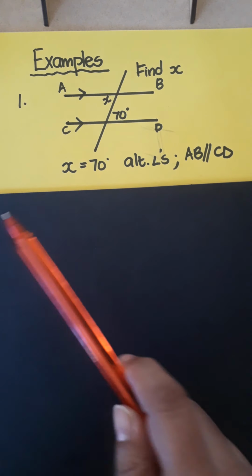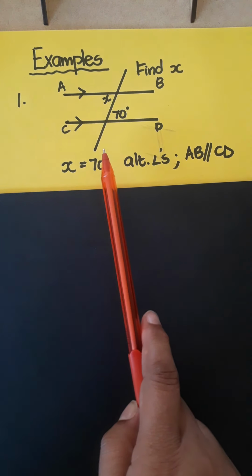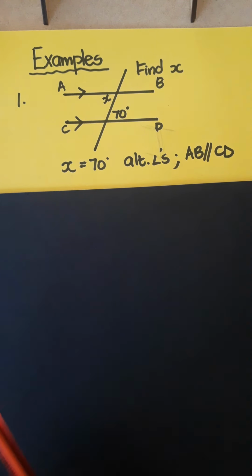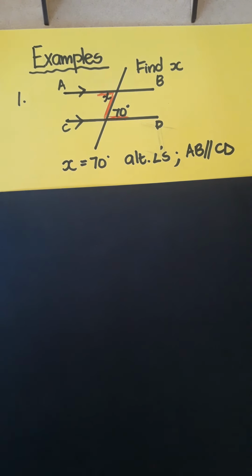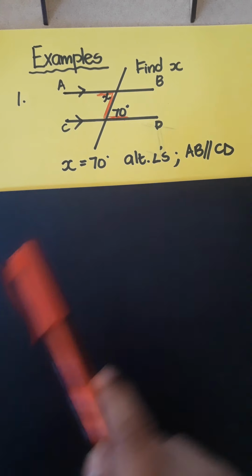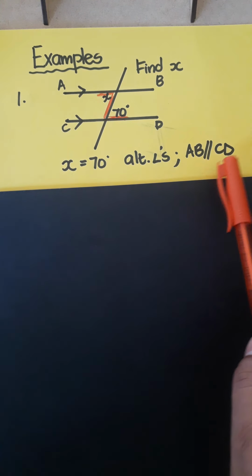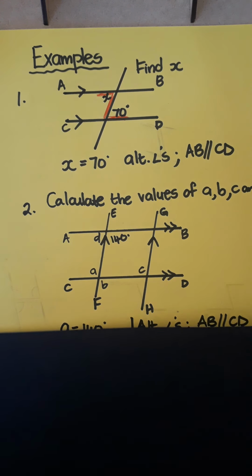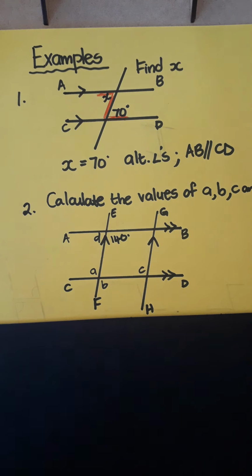Let's look here at an example. We have two lines that are parallel. AB is parallel to CD and a transversal is cutting, and it's forming angles. If we look at these angles, I'm going to color this in. What do you see? It is a Z shape. Because the lines are parallel, it means that X is equal to Z. Our reason: alternate angles. In shortened form, AB is parallel to CD.